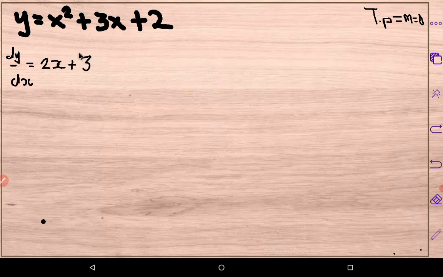Okay, so we've differentiated this. We can't differentiate a constant, that's why I've left it here. It's 0. So now that we have this, this is the gradient function. The formula for finding the gradient now is 2x plus 3. Now remember what we said, at the turning point gradient is 0. So we're going to say at the turning point gradient is 0. So you solve for x now.